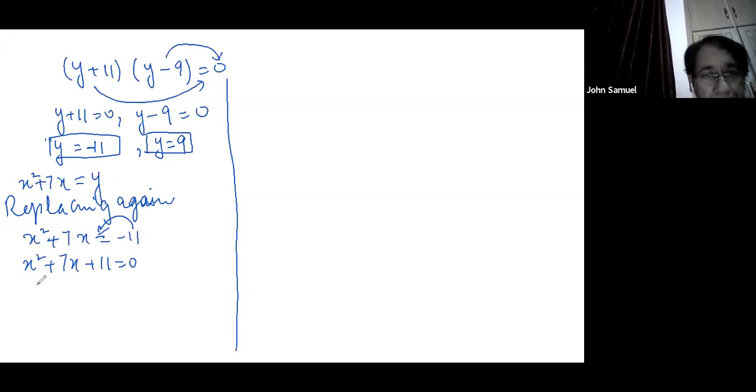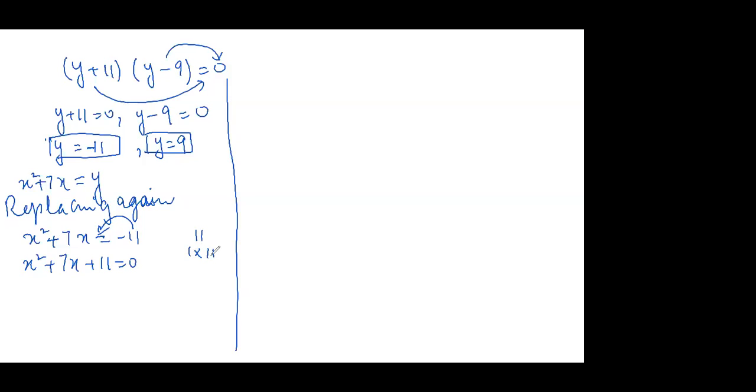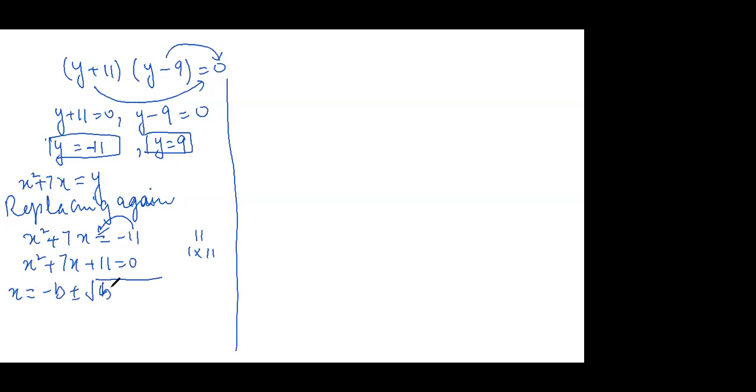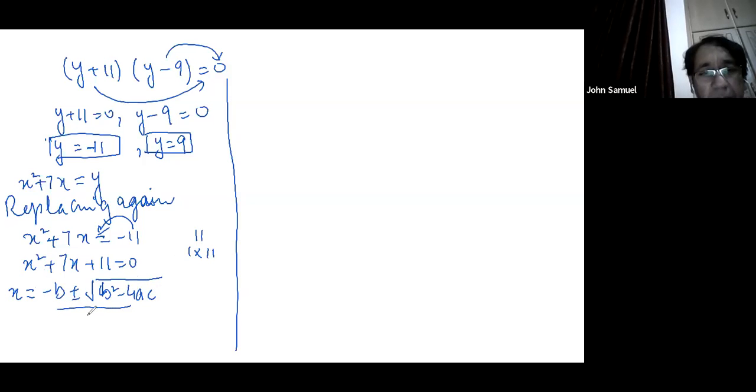Now my dear students, here you can apply the factorization process, you can apply completing the square, you can apply the quadratic formula. Now remember, suppose you are unable to do it: look here, if we make the factors of 11, it will be 11 ones are 11. By adding or subtracting, we will not get the middle term break. So instead of factorization, I am using the quadratic formula. As you know, x is equal to minus b plus minus radical b square minus 4ac upon 2a.